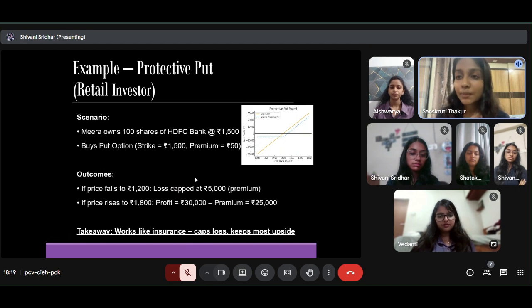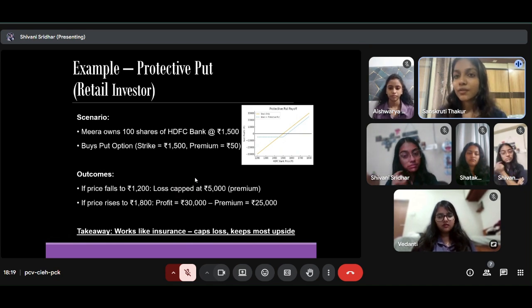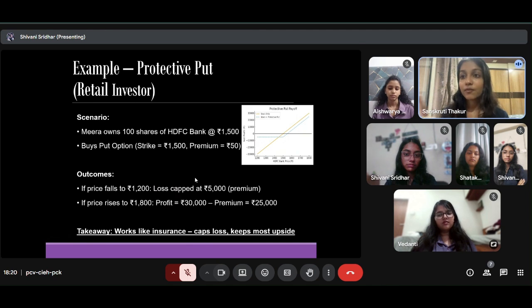So if the price falls to 1200, the loss will be capped at 5000 because that's the premium she paid. But if the price rises to 1800, she makes a profit because she already owns the shares. At the same time, she has already paid a premium for the put option. The gain between 1800 and 1500 is 300. We multiply that by the number of shares she has, and we get a profit of 30,000. But we have to subtract the premium she has paid, so the total profit we get is 25,000.